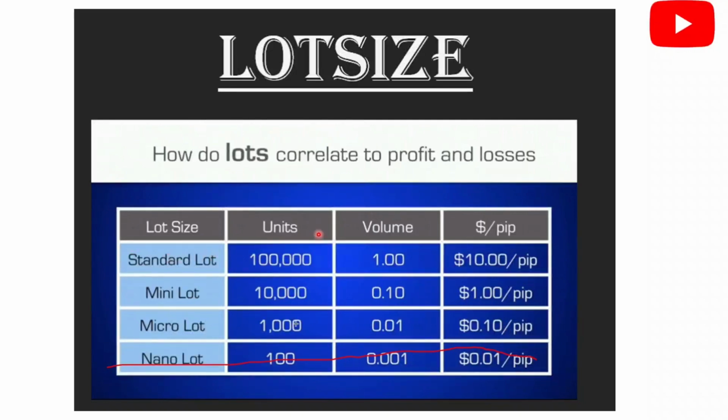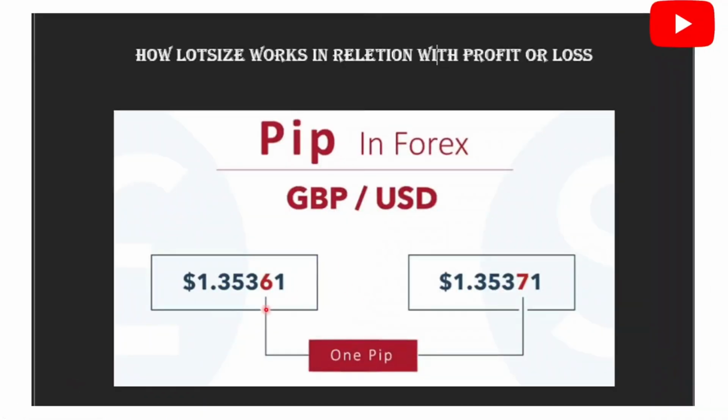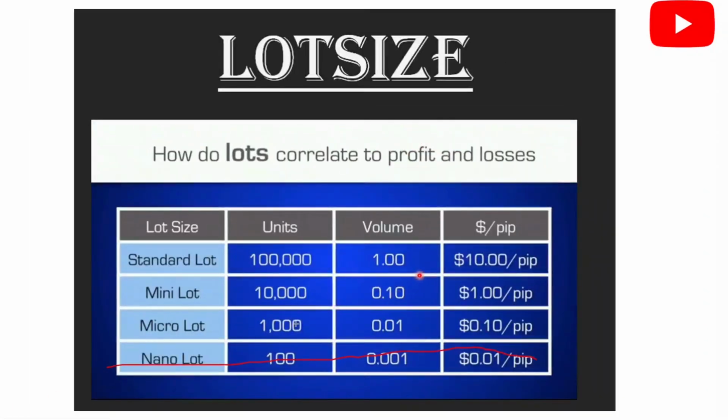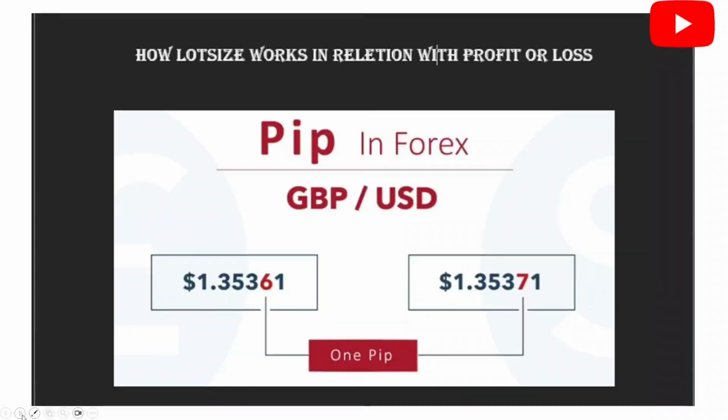Okay, let's talk now about the standard lot, which is one volume and 100,000 units. You're buying 100,000 units of a pair, let me say GBP USD, like the one we are using here. If you enter this market with a standard lot size, and the market goes in your direction by one pip, you'll be making 10 US dollars. If you go two pips in your direction, you'll be making 20 US dollars. So that's how pips function in the forex market for the lot size.